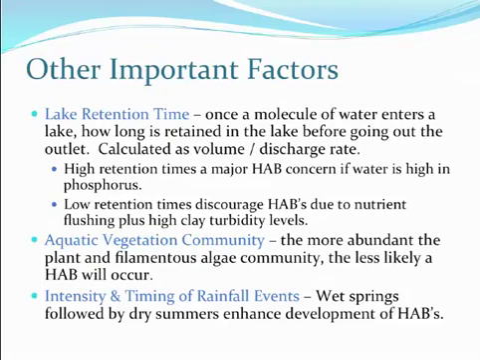Aquatic vegetation community is an ally in terms of mitigating the presence of harmful algal blooms. If you've got a good, abundant, well-diverse plant and algae community, you're much less likely to have a harmful algal bloom. And then certainly the intensity and timing of rainfall events. Wet springs followed by dry summers really are the worst-case scenario for HABs. We had that this past summer. Certainly the data from Heidelberg College is showing that a lot of the headaches with Grand Lake St. Mary's and even Western Lake Erie is related to a couple of major rainfall events during the spring.